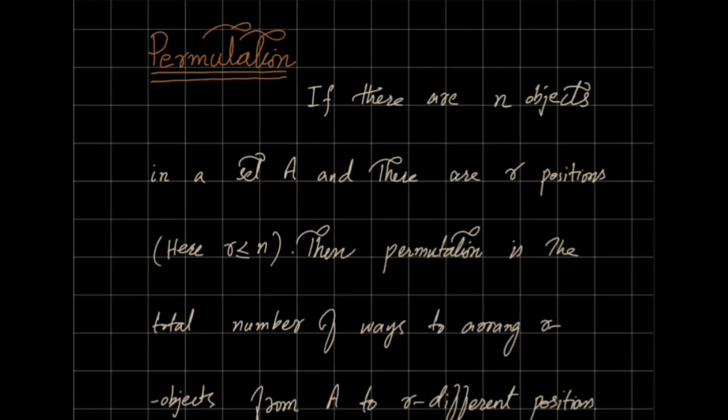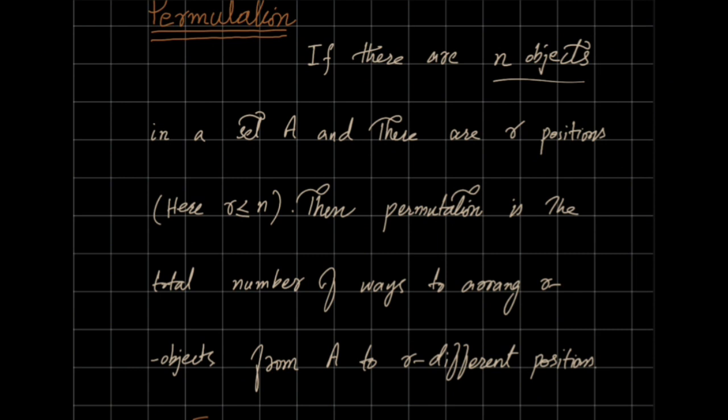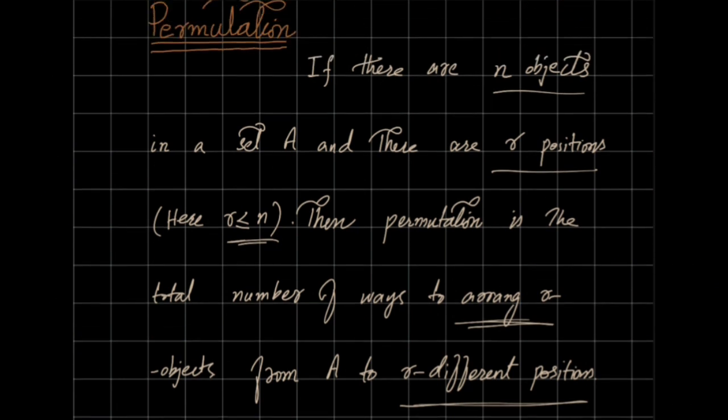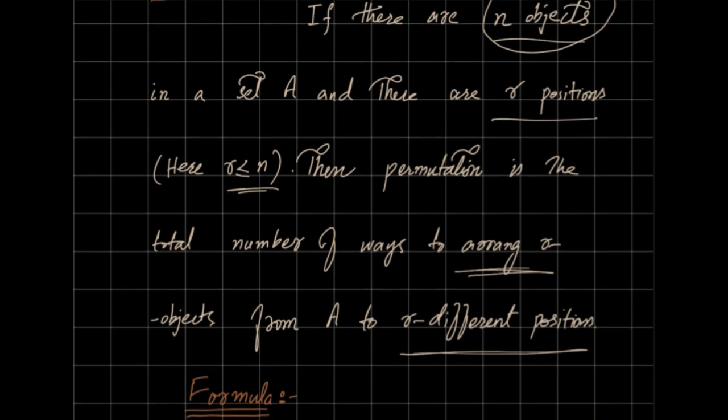In this video, we will talk about permutations. So, look at the definition. If there are n total objects in a set A, and there are r different positions where r is less than or equal to n, then permutation is the total number of ways to arrange r objects on r different positions. It means that first you have to choose r elements from n, and then you have to arrange them on r different positions. This is the definition of permutations.